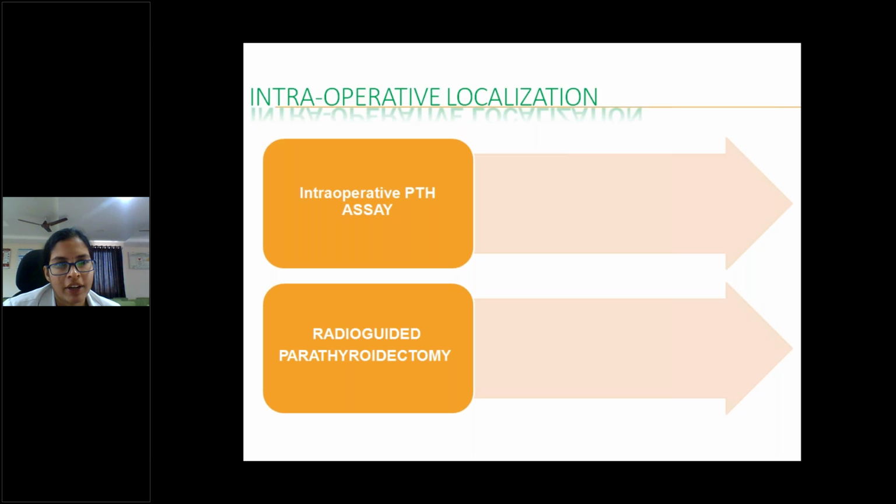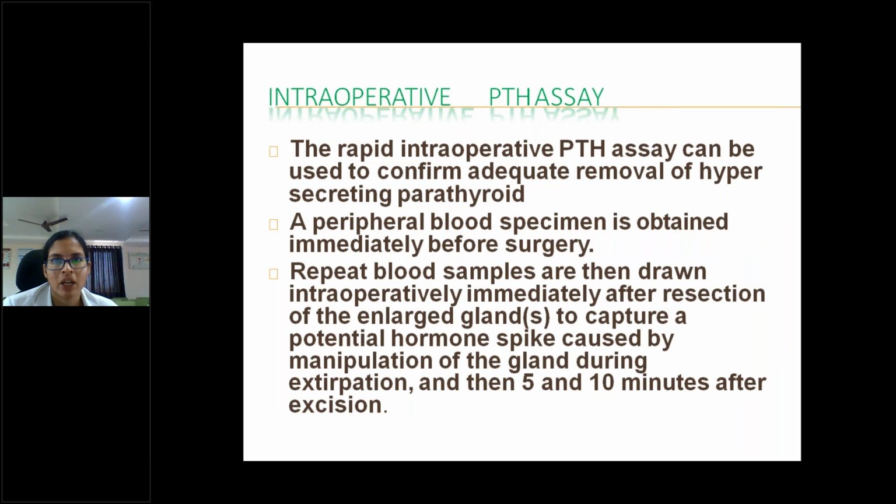Intraoperative parathyroid assay and radio guided parathyroidectomy. The parathyroid assay is nothing but the Miami test. We measure the serum parathyroid hormone before the surgery, and after removal of the glands we again measure the serum parathyroid hormone at 5 and 10 minutes after excision. If it falls to less than 50% of the value, our surgery is a success. If the levels are maintained above 50%, it means we have to do re-exploration.